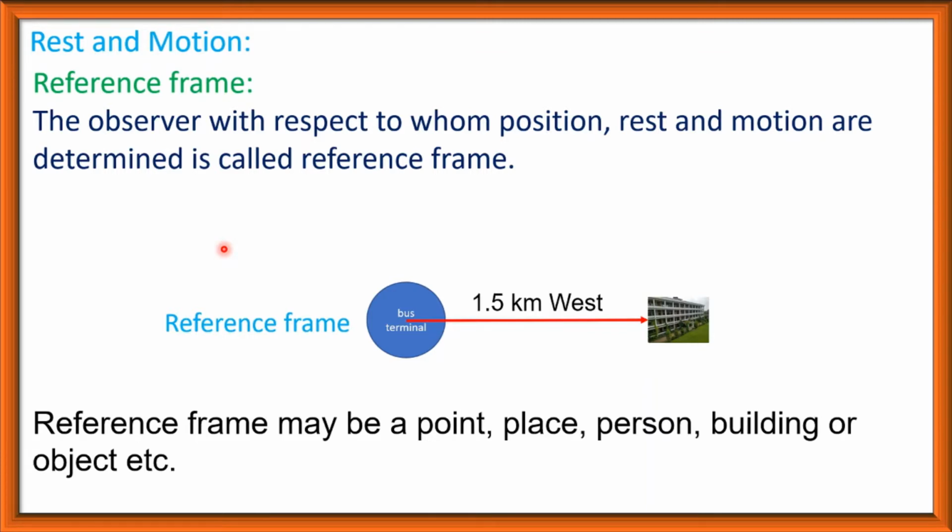If you want to measure the exact location or position, or if you want to measure rest and motion, we need a reference frame. Without a reference frame we cannot measure or determine position, rest and motion. So it is very essential.